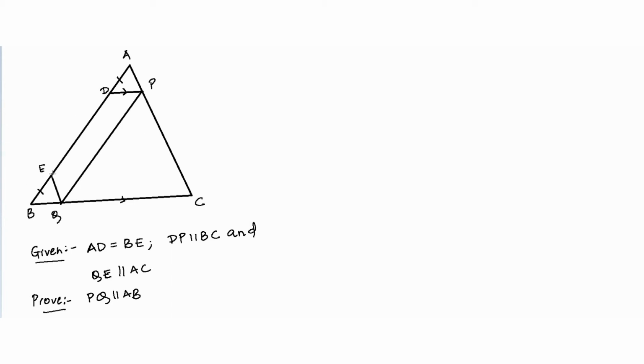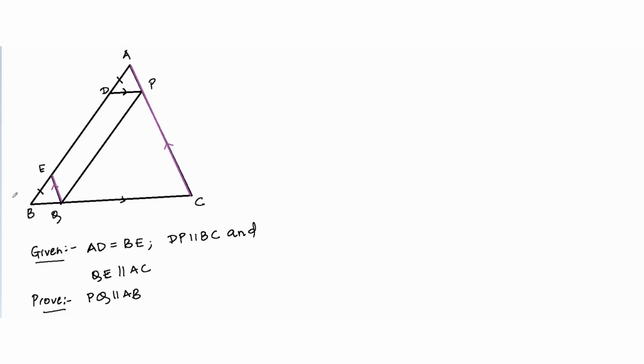Rather, I would mark the two parallel lines with the same color. Though you should mark it with arrows, I am marking it with the same color so that it can be visually quickly noticed. Now we have to show that PQ is now parallel to AB. This is what we have to show in this particular question. So let us quickly now apply what we know.